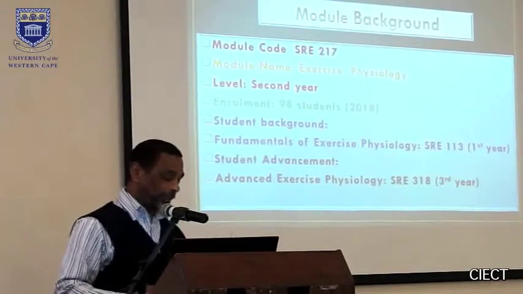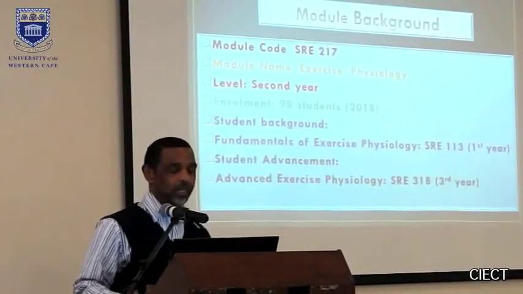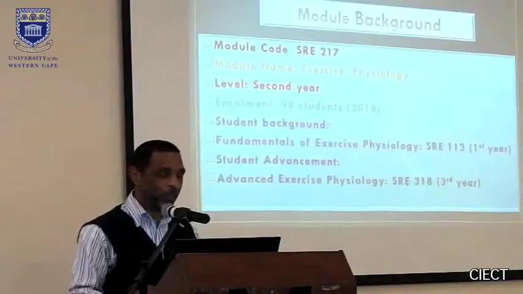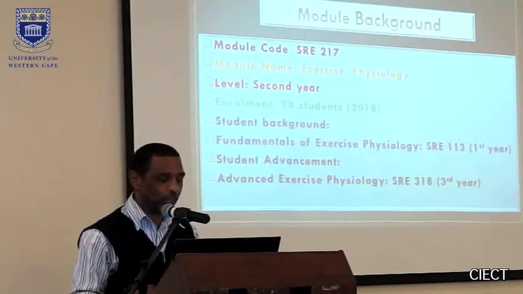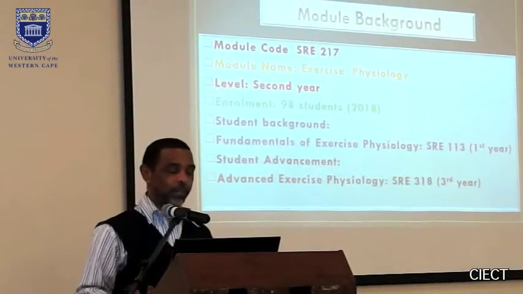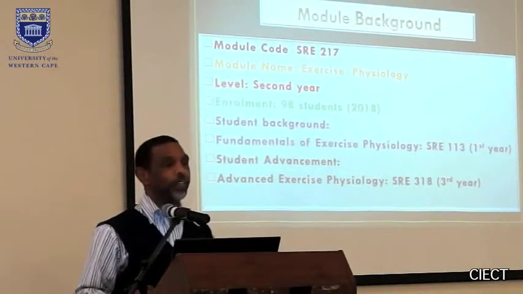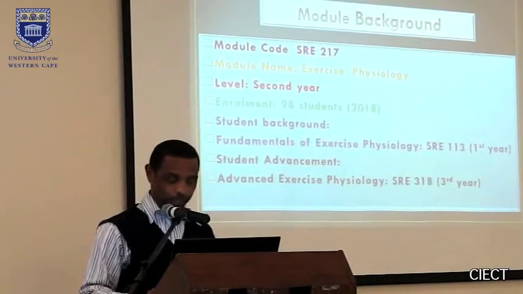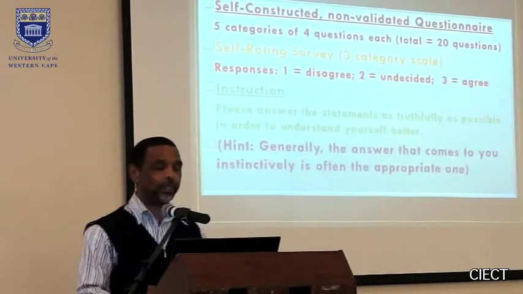So this is the module information. It's SRE 217, which is called Exercise Physiology. It's a second year module. There are 98 students enrolled this year. In terms of background, they come to me having done Fundamentals of Exercise Physiology in first year. In the third year, they go to Advanced Exercise Physiology with Prof. Bassett, and you'll hear from her later on. She's also one of the presenters.